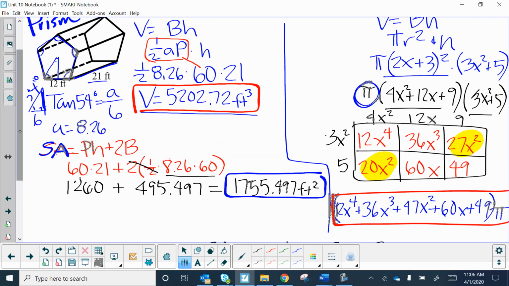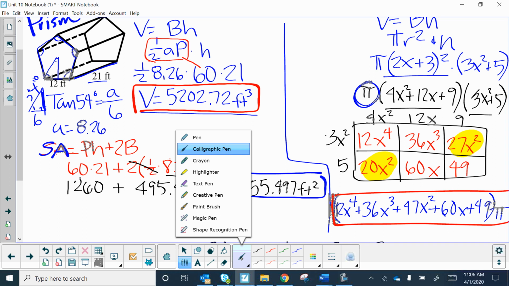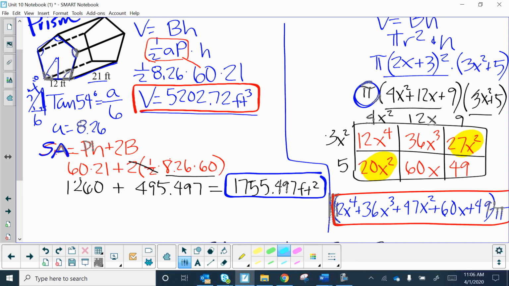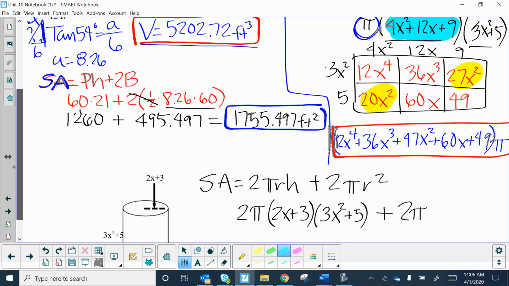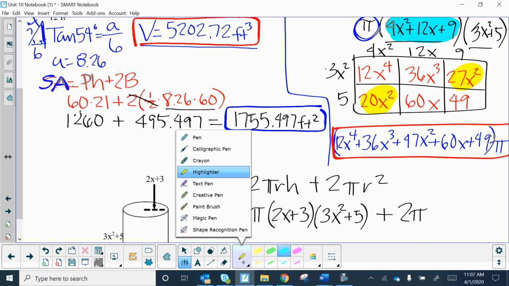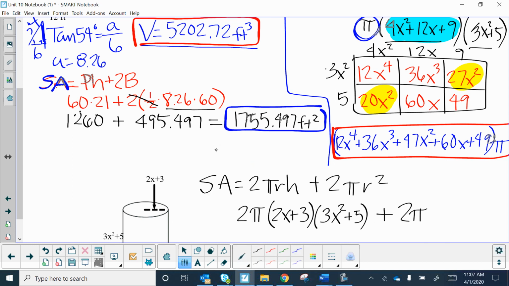Okay, so do y'all remember this right here? I'm going to highlight it in blue. Here's r squared, which was this right here. So I'm going to go ahead and write that expanded version down here at the bottom. So it was 4x squared plus 12x plus 9. If you already did it once, no sense in doing that again.